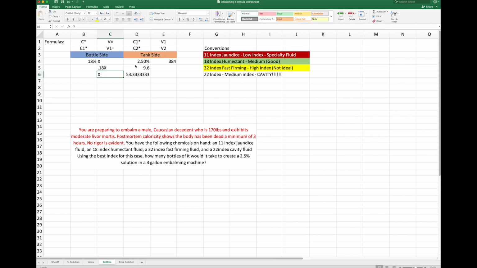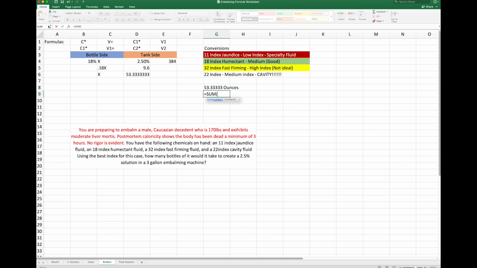And we have an x of 53.33333333. Wonderful. We need 53.33333 bottles. And the answer is no. No, we don't. We need 53.3 ounces. So what this requires us to do to answer the question is one more conversion.